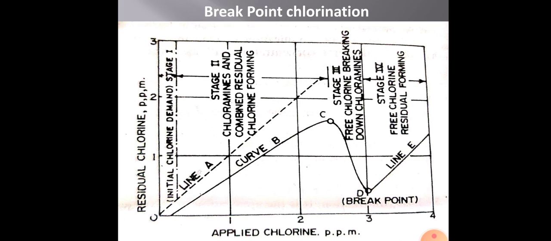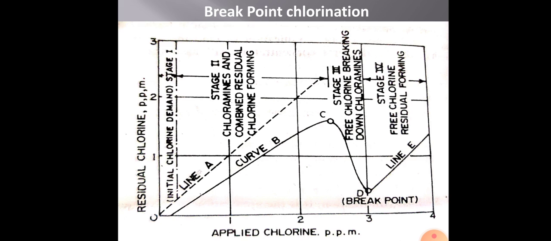So during this action, the relation between the applied chlorine and the residual chlorine will be represented by the curve CD, as you see. So there will be a dip in the curve. So it is represented by the curve CD. So here the free chlorine will break down chloramines by changing them to nitrogen compounds, while the chlorine residual will drop or fall.